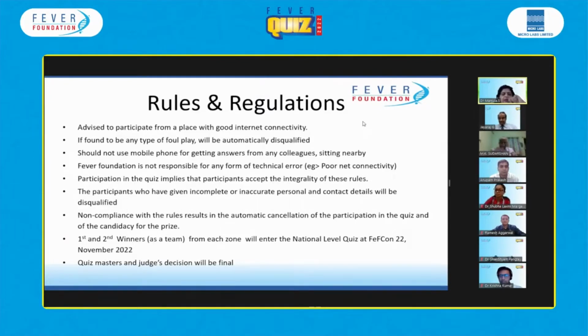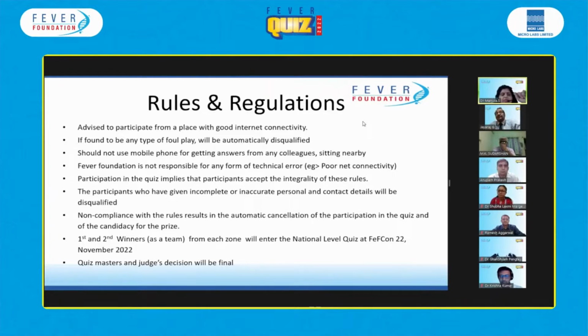The participants who have given incomplete or inaccurate personal or contact details will be disqualified. Non-compliance with the rules results in the automatic cancellation of the participation in the quiz and the candidacy for the prize. And please note that first and second winners will be selected today.